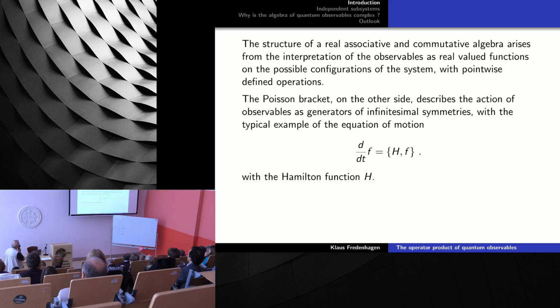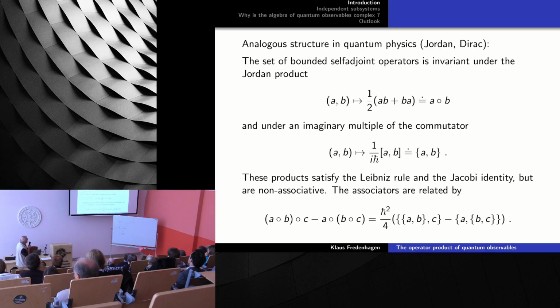namely the time derivative of this function is given by the Poisson bracket with the Hamiltonian, which is just a function which gives the energy to the configuration. And instead of the Hamiltonian function, you can use other functions. This gives other continuous evolutions like rotations or translations or whatever you want to do. So this is the structure in classical mechanics. Now what is the structure in quantum mechanics?